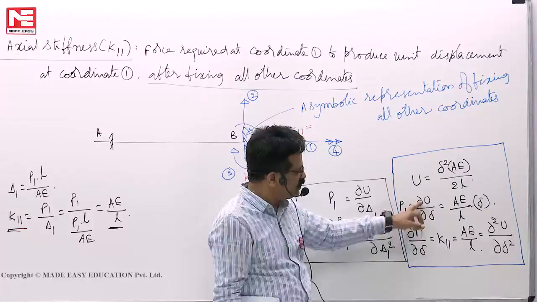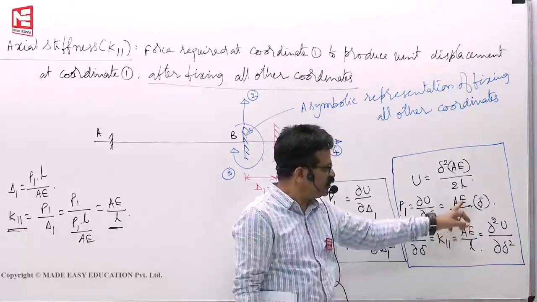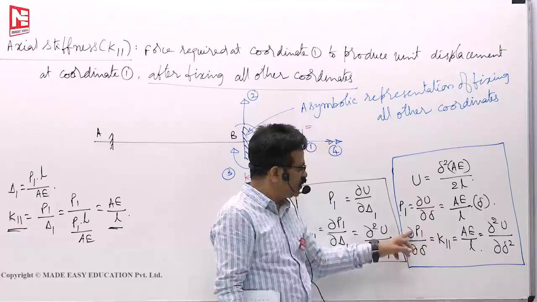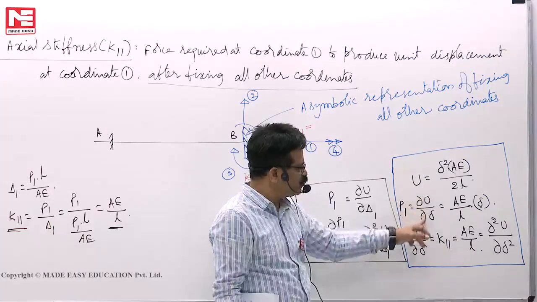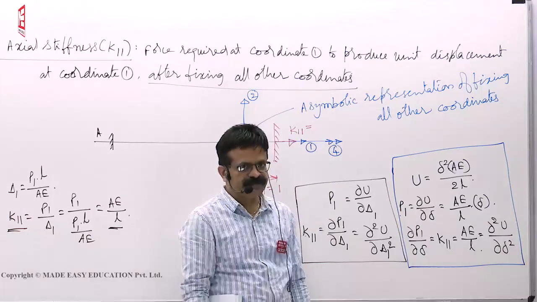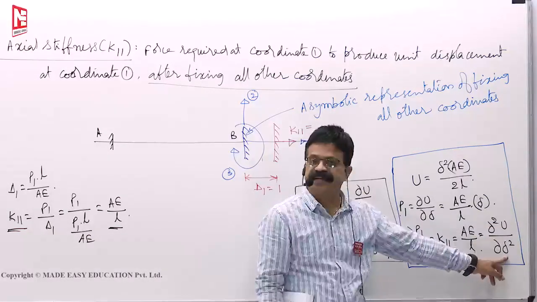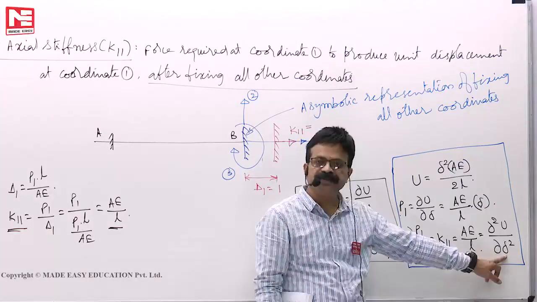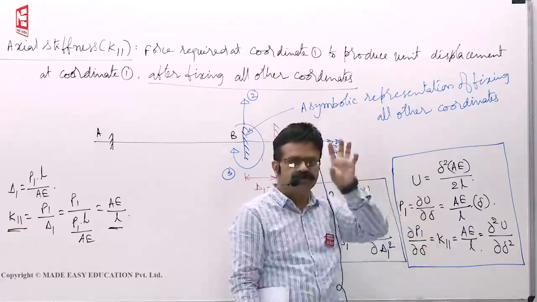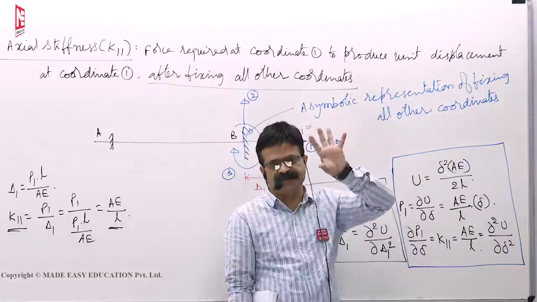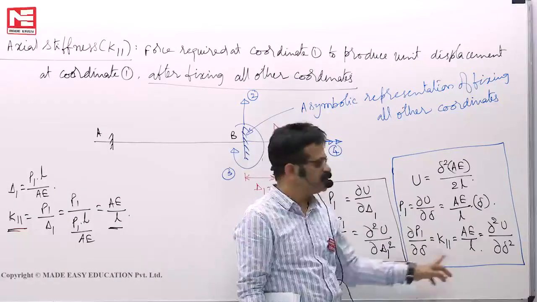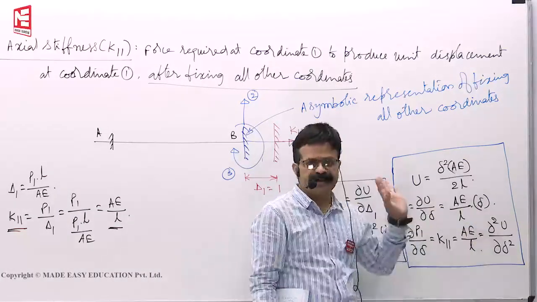So if I differentiate this again with respect to delta, the differentiation of delta is 1, so I will get AE by L. This is nothing but dou P1 by dou delta, where P1 is dou U by dou delta. If I substitute, dou square U by dou delta square. So the second differentiation of strain energy with respect to delta gives you the stiffness coefficient. The first differentiation gives you the force for delta displacement. For unit displacement, if you want, differentiate again with respect to delta, you will get AE by L.